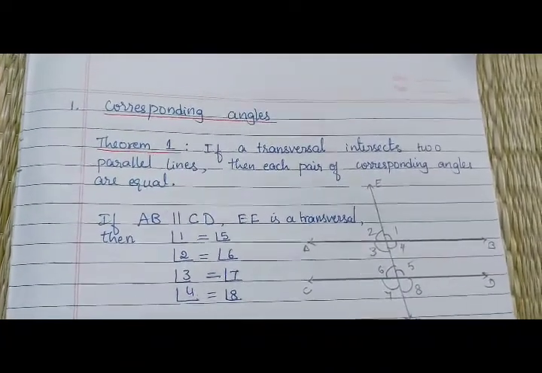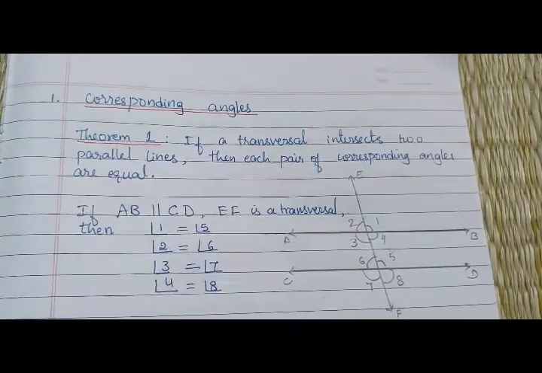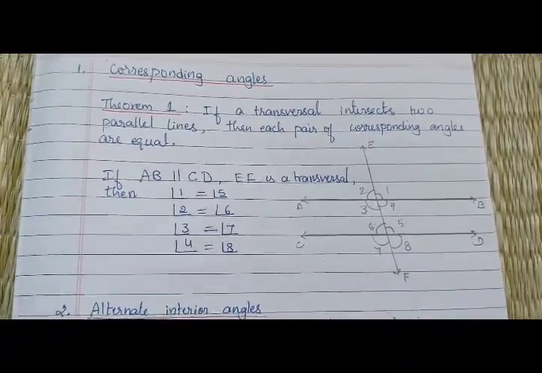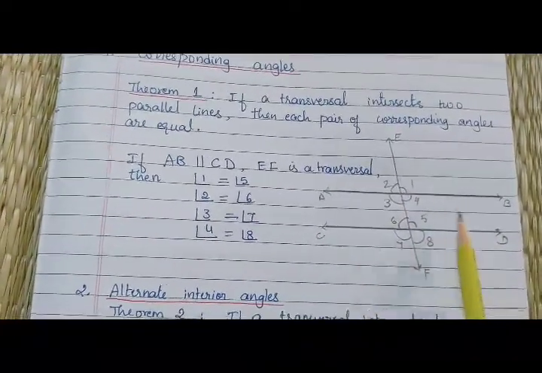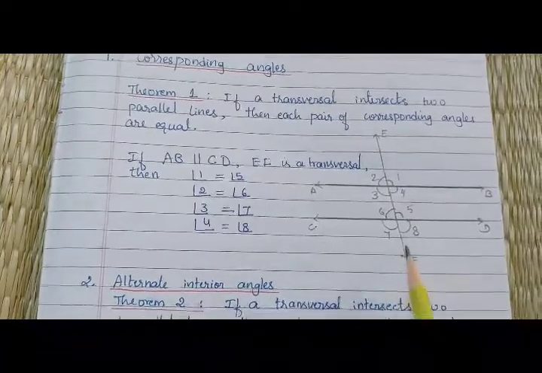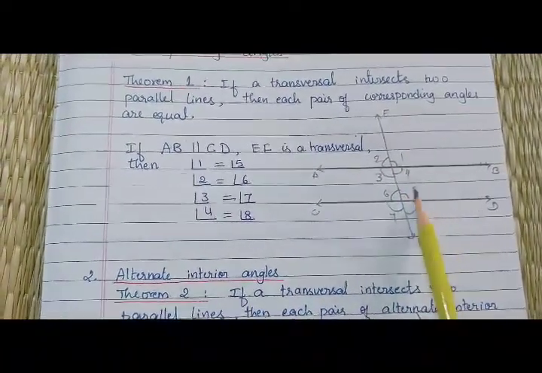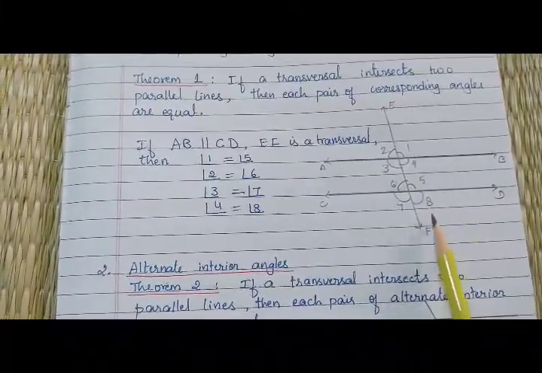Corresponding angles. There is a theorem: if a transversal intersects two parallel lines, then each pair of corresponding angles are equal. That means 1 will be equal to 5, 2 will be equal to 6, 3 will be equal to 7 and 4 will be equal to 8.